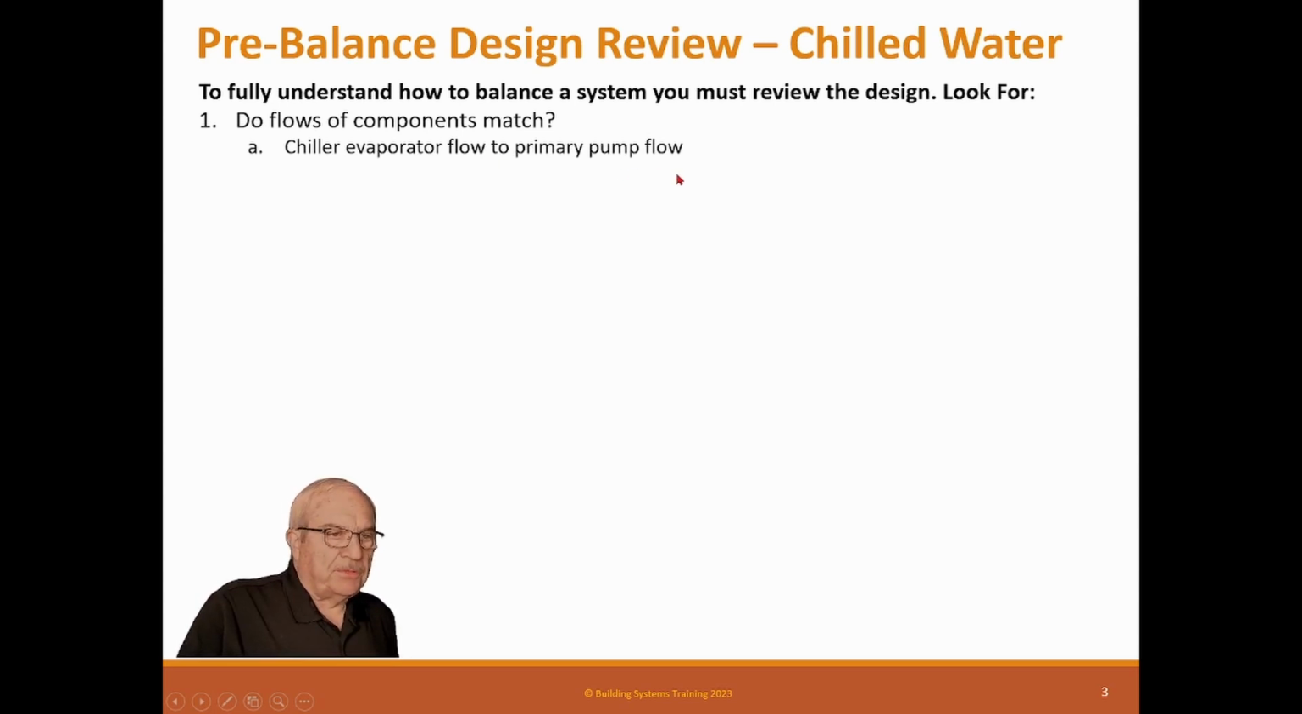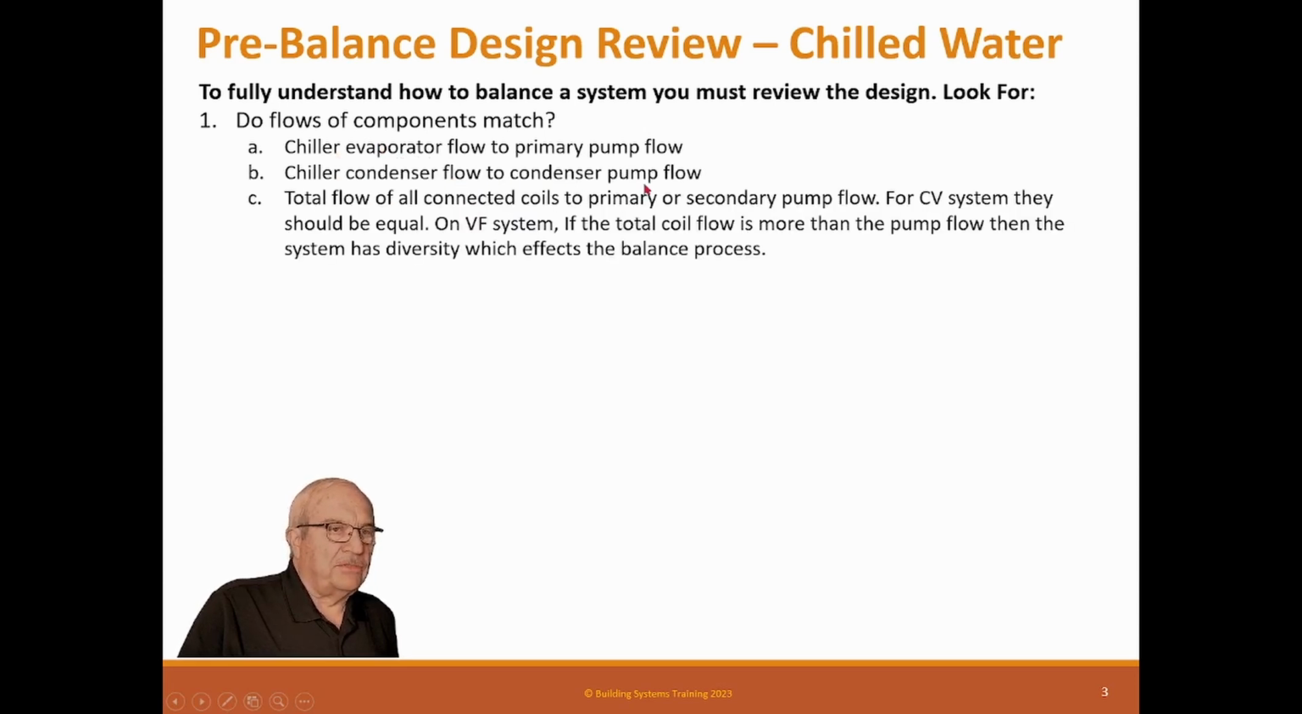So the primary pumps, of course, are the ones that pump through the chiller, and the secondary pumps are the ones that pump out to the field. Now this is just saying chiller evaporator flow, that the pumps can pump enough for the evaporator, and that's really important. The condenser flow matches the condenser pump. Total flow of all connected coils to primary or secondary pump. The reason is there's two different kinds of variable flow, so you have to make sure you have diversity. And if you add up all the coils and that GPM is more than the chiller or the pump, then you have diversity and you have to deal with that.